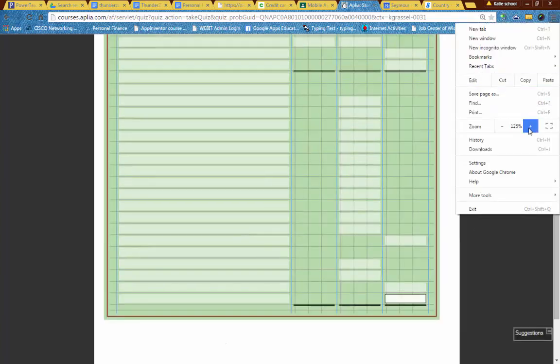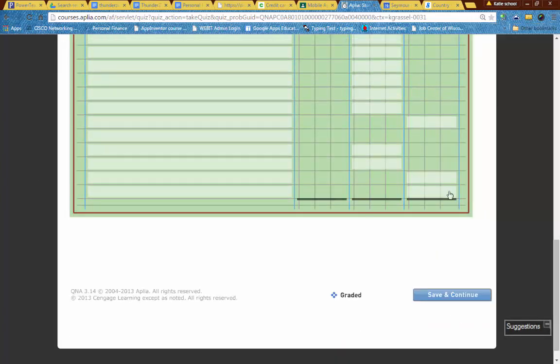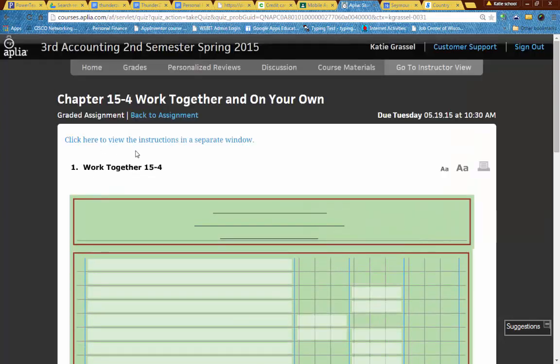I'm going to make it a little bit bigger. I forgot to do that on the early one. Is that better, Alexis? So right above that double line and that double line. Okay, so we're going to go ahead.